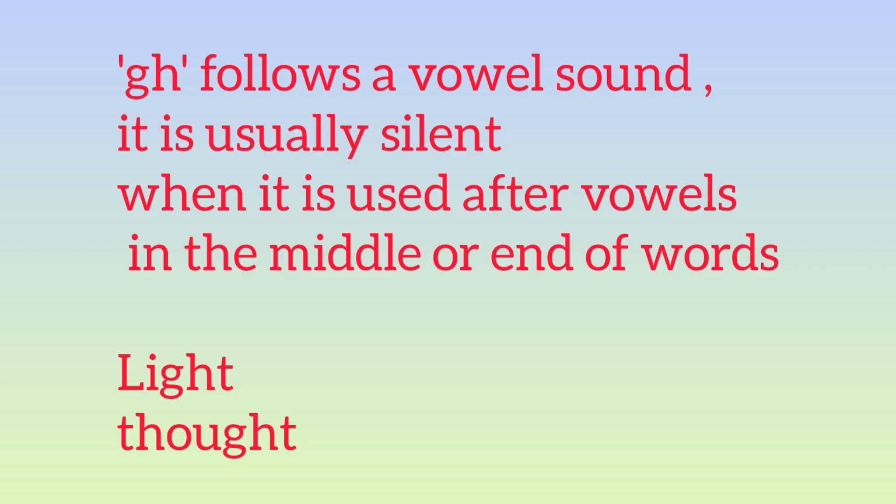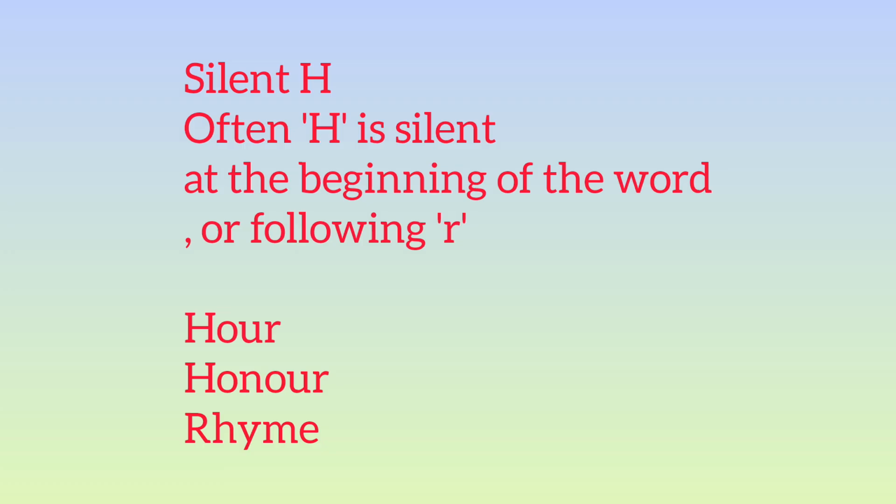Next is GH. GH follows a vowel sound and it is usually silent when it is used after the vowel. So here, light. In light, GH comes after the vowel I. So here GH is the silent letter. Next is silent H. H is often silent when it comes at the beginning of a word or is followed by R. So here hour, honored, the H is silent. Rhyme, the H is silent here.